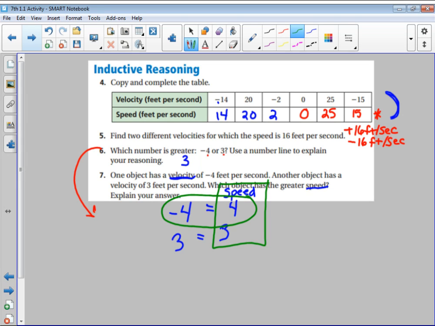It doesn't matter that it was dropping 4 feet per second. It was still traveling 4 feet per second, which is faster than 3 feet per second. So remember, speed does not include the direction.